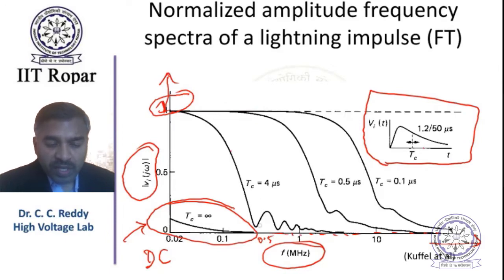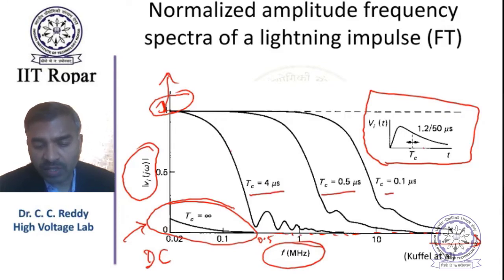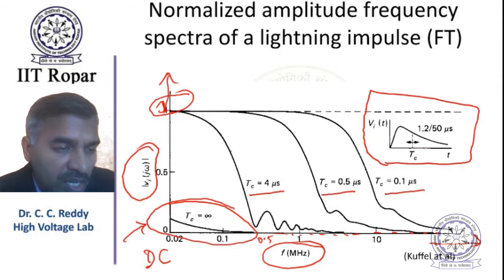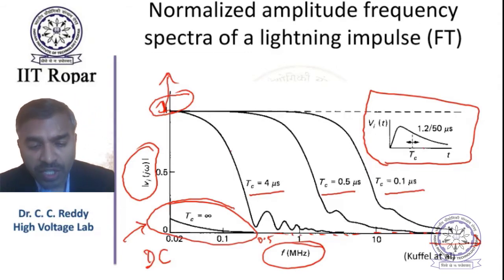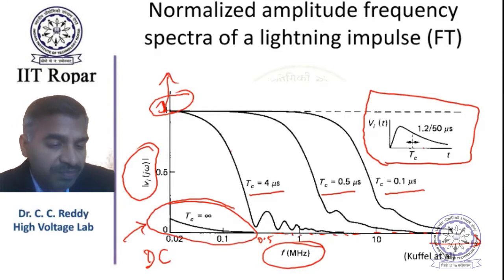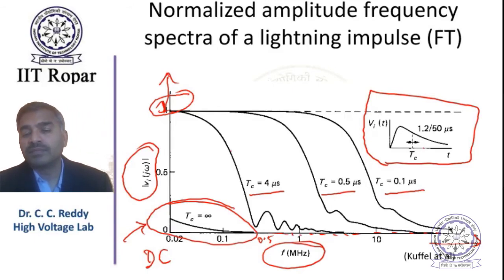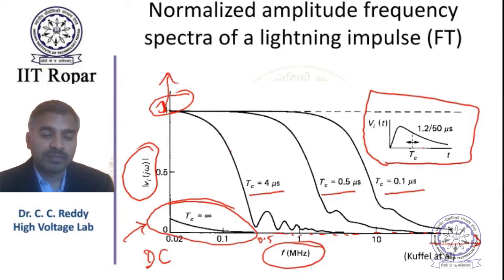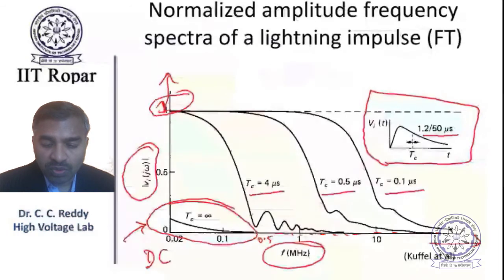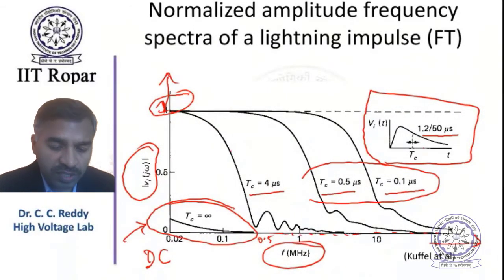So now you can see TC equals 4 microseconds, TC equals 0.5 microseconds, TC equals 0.1 microseconds. Of these, which are the waveforms corresponding to chopping in the front region? TC at 0.1 microseconds and 0.5 microseconds. Yeah, these two, because this is the standard impulse function, 1.2 by 50 microseconds. Therefore, these two correspond to chopping in the front region, and this one corresponds to chopping in the tail region.